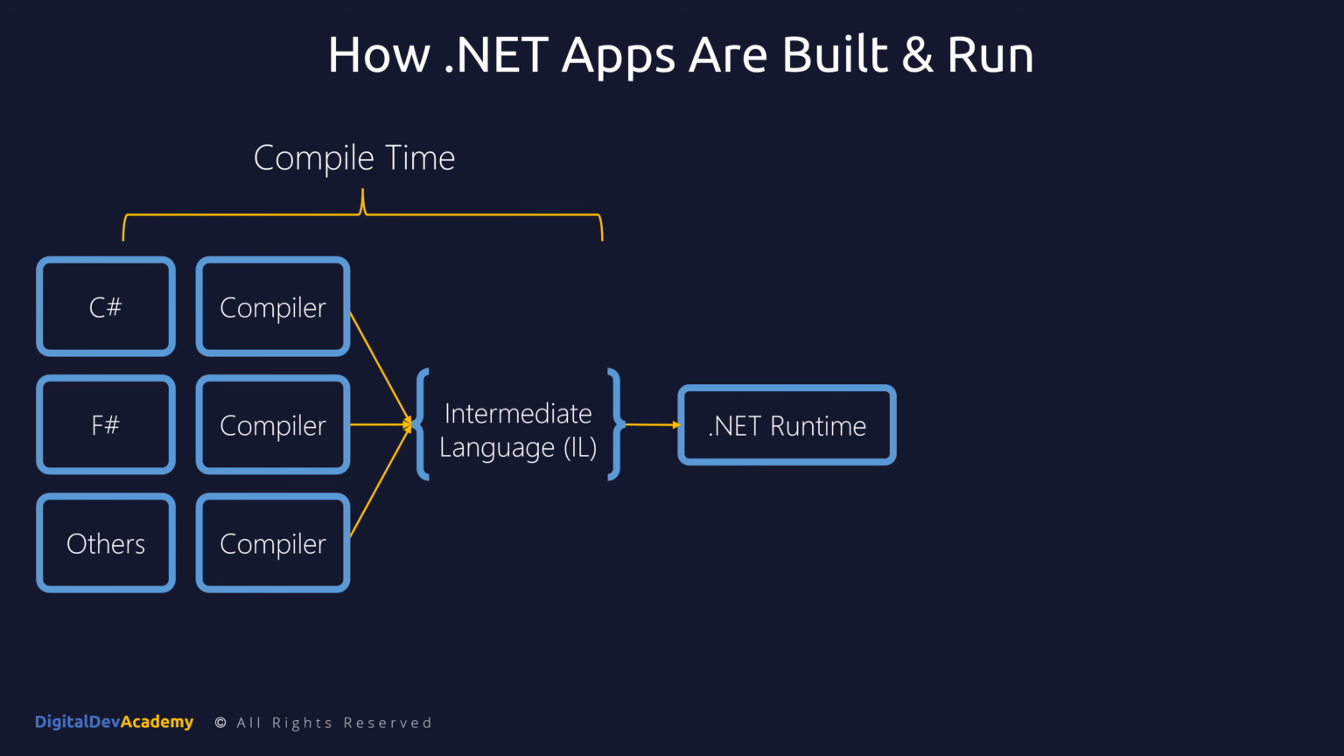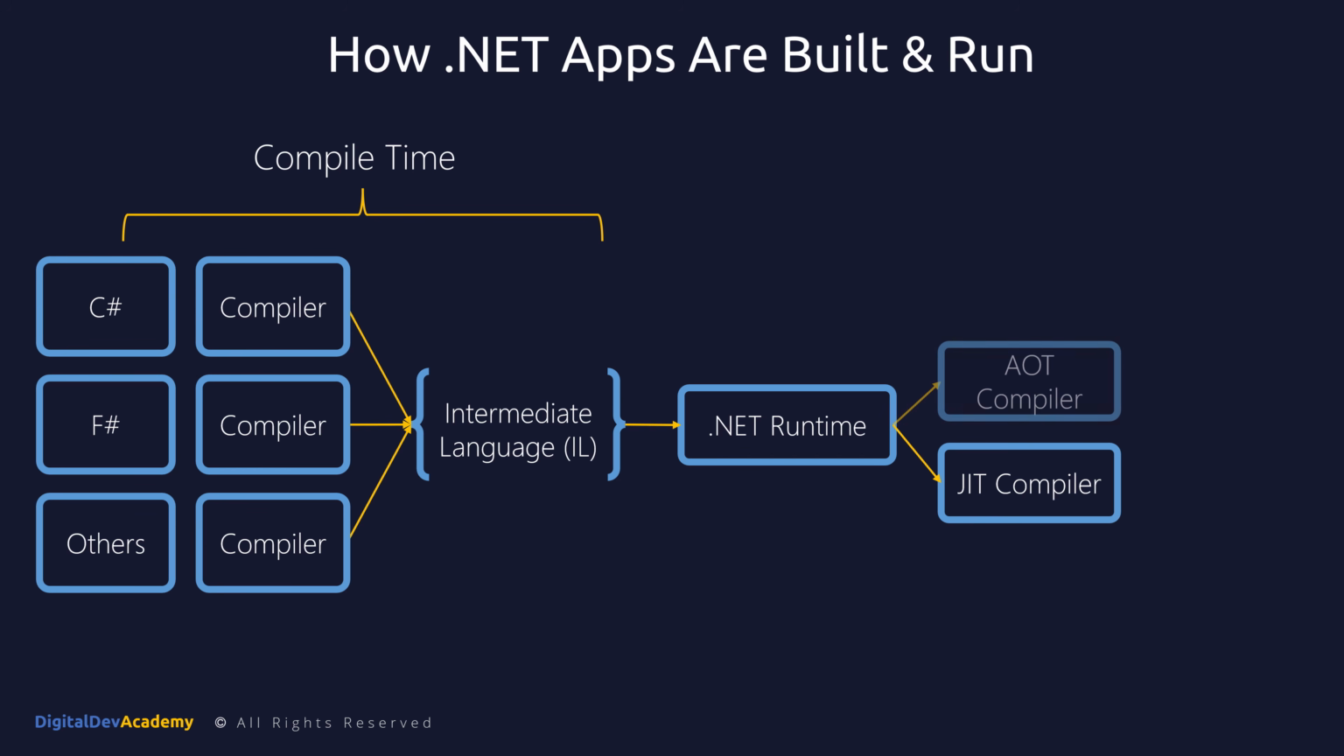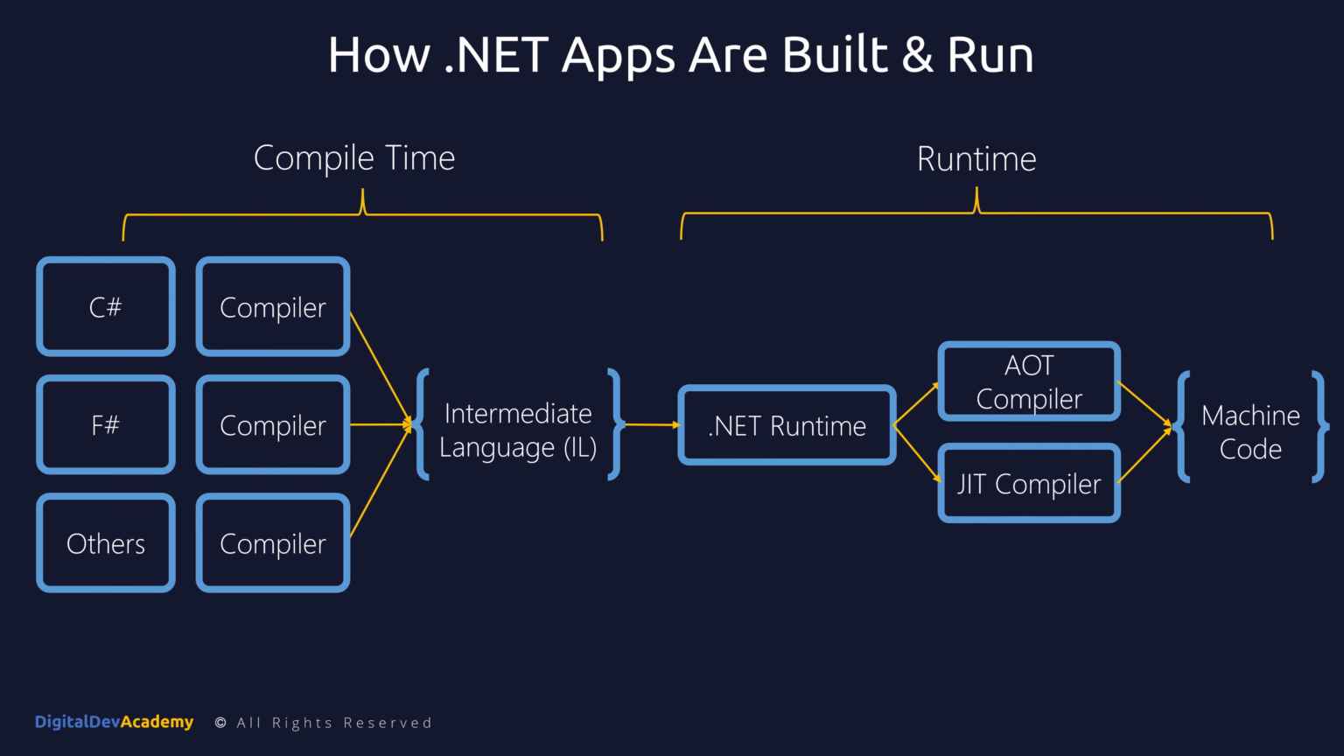When you actually want to run your application, this is where the .NET Runtime comes in. The .NET Runtime takes the IL and decides whether to use JIT, just-in-time, or AOT, ahead-of-time compilation, depending on the type of application you wrote. It then converts the IL into native machine code, which is what ultimately runs on your system. This entire step is known as runtime, and that's the big picture of how applications are built and run using .NET.